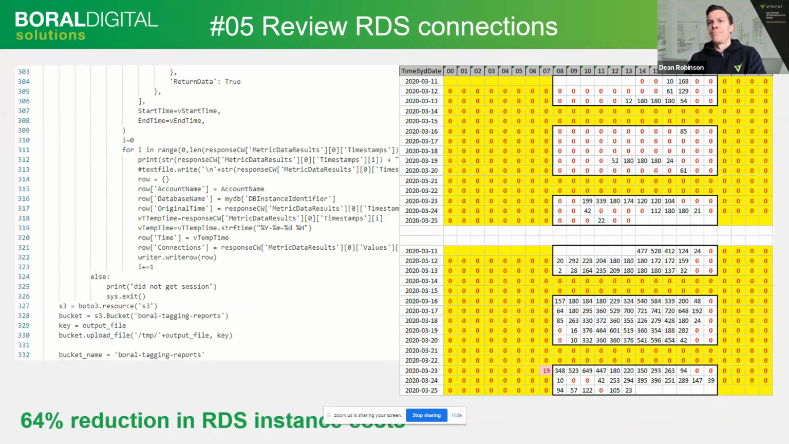So as I was saying, this saved Boral $2,000 a month for those two RDS instances that I have displayed there, which was a 64% reduction in RDS instance costs for those instances. And can you imagine if you applied that to multiple RDS instances, the cost savings just become incremental.